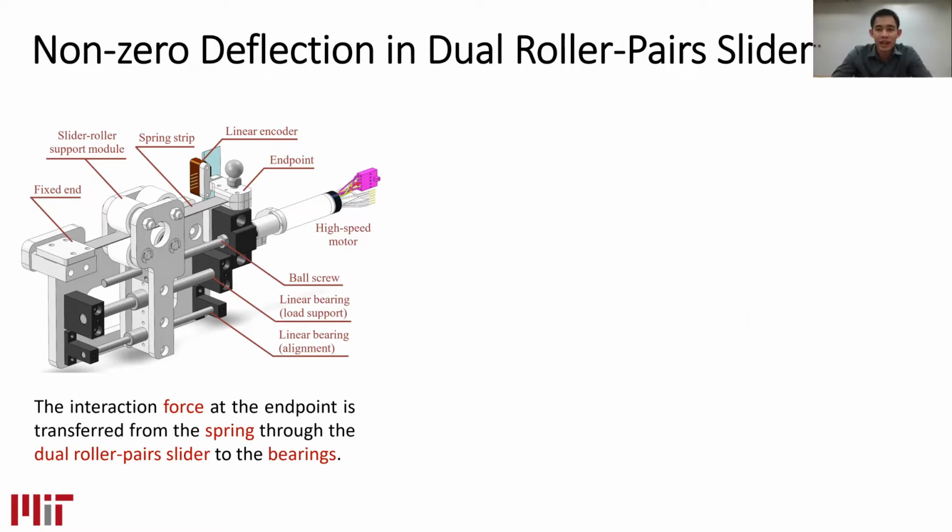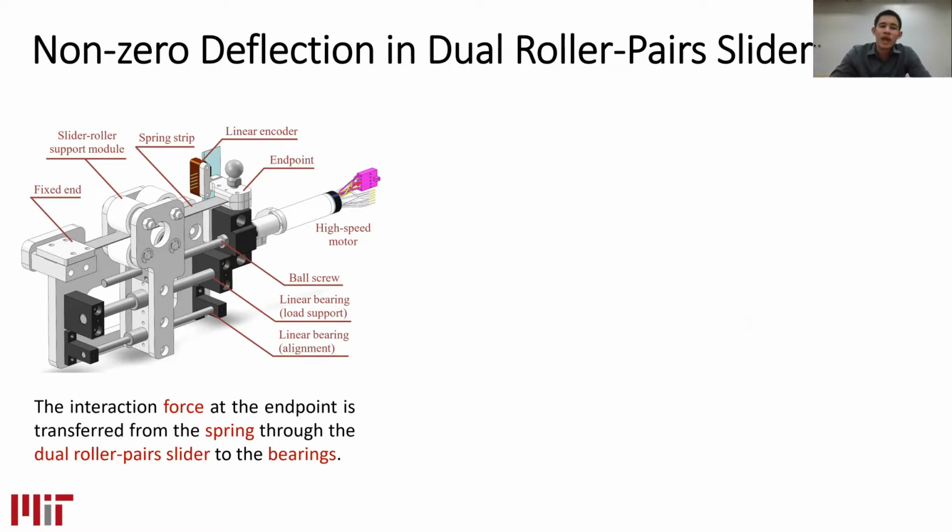With this design, it consumes very low energy to maintain the stiffness. When the motor rotates, it drives the ball screw and moves the roller to the left and to the right, but the motor does not need to carry the interaction force. The interaction force is transferred to the bearing. The motor just needs to modulate and maintain the stiffness.